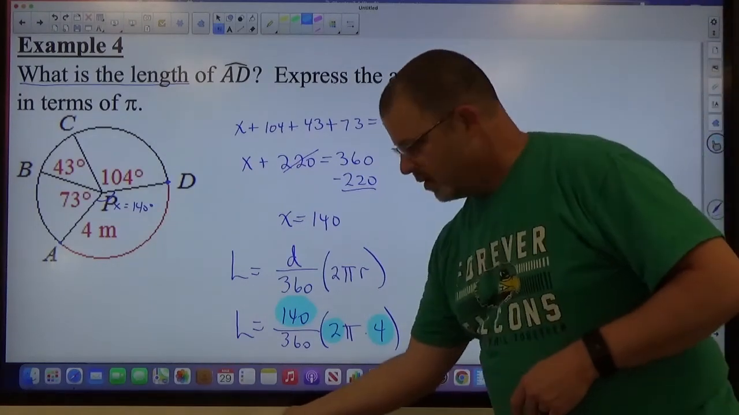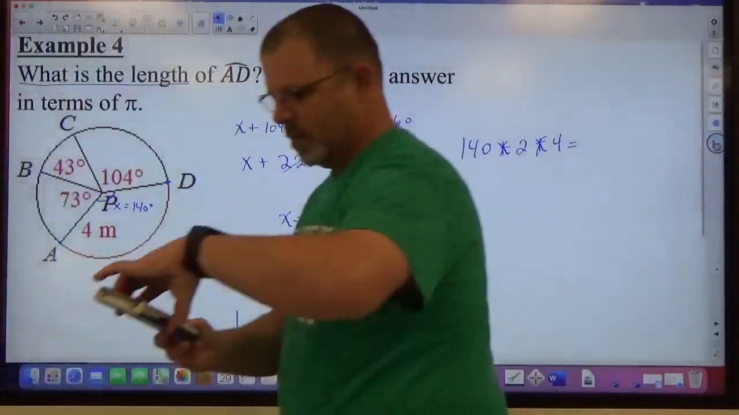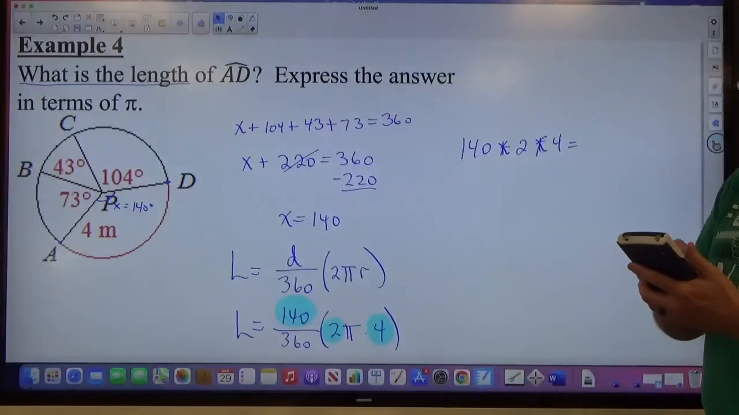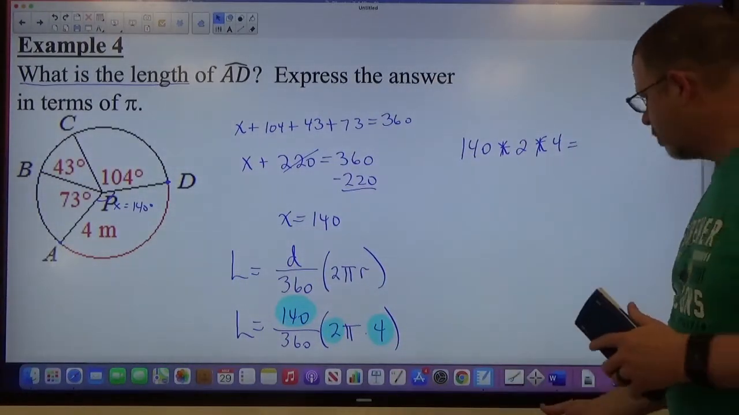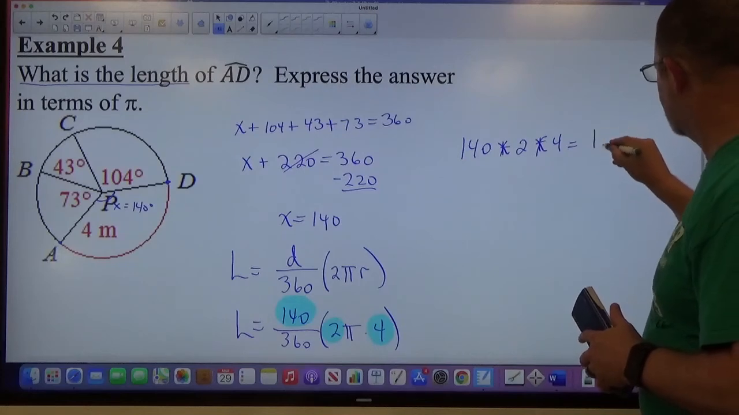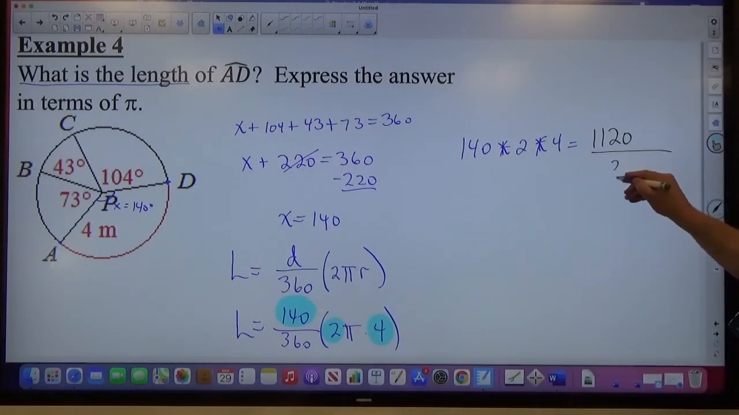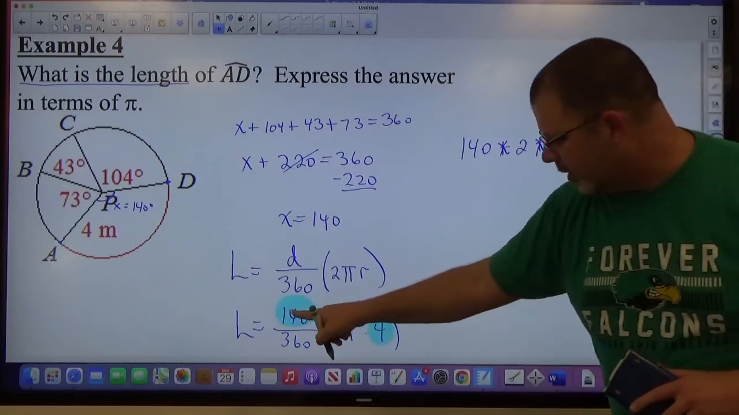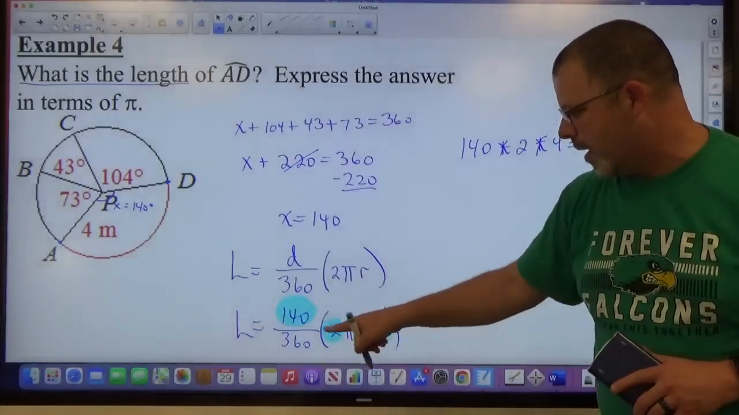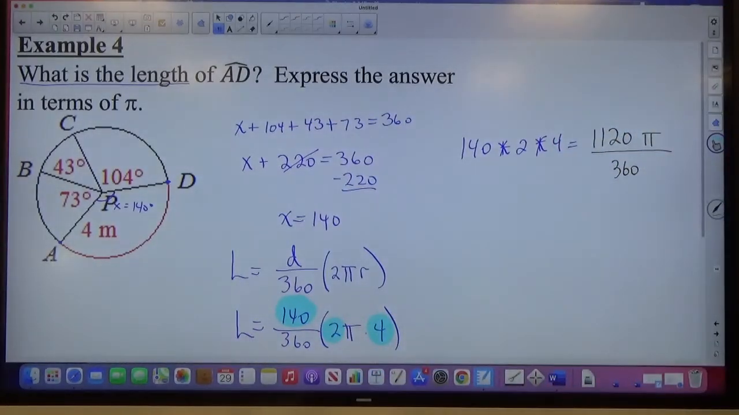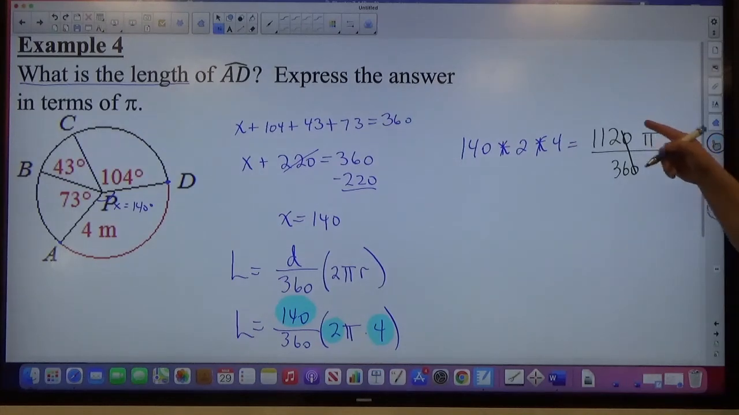All right. So 140 times 2 times 4 is 1120. 360 is on the bottom, and pi is on the top. So again, get the product of these three pieces, attach it to pi on top, put it over 360, then reduce the fraction. Well, the zeros cancel, right? 112, if you don't know they both divide by 4, you know they at least divide by 2, right? So reduce the fraction. I'm going to go by 4.